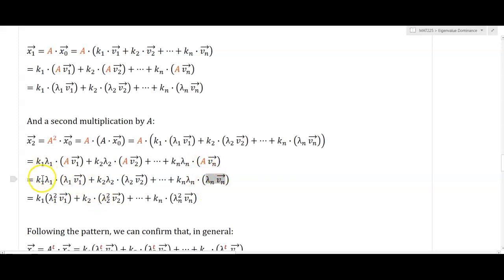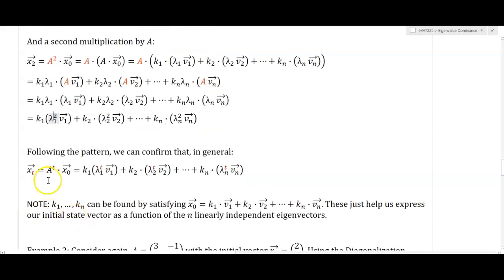And if I look at this, I have k1 lambda 1 v1. Well, lambda 1 times lambda 1 is a scalar times a scalar, which is lambda 1 squared. Lambda 2 is lambda 2 squared. Lambda n times lambda n is lambda n squared. And you can probably see that whatever t is here, that ends up being my exponent on the lambda. So following the pattern, we can confirm that in general, if I wanted the state vector at time t, which is A to the t times x0, that would be the same thing as taking k1 lambda 1 to the t v1 plus k2 lambda 2 to the t v2, and so on.